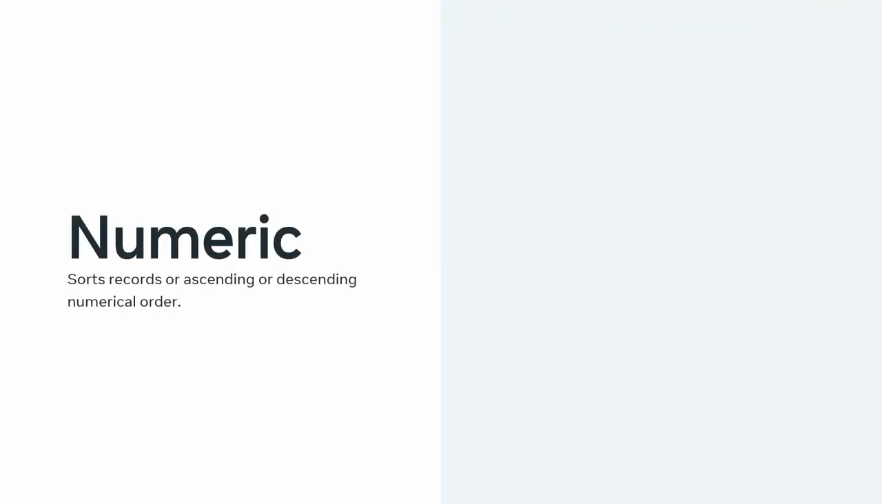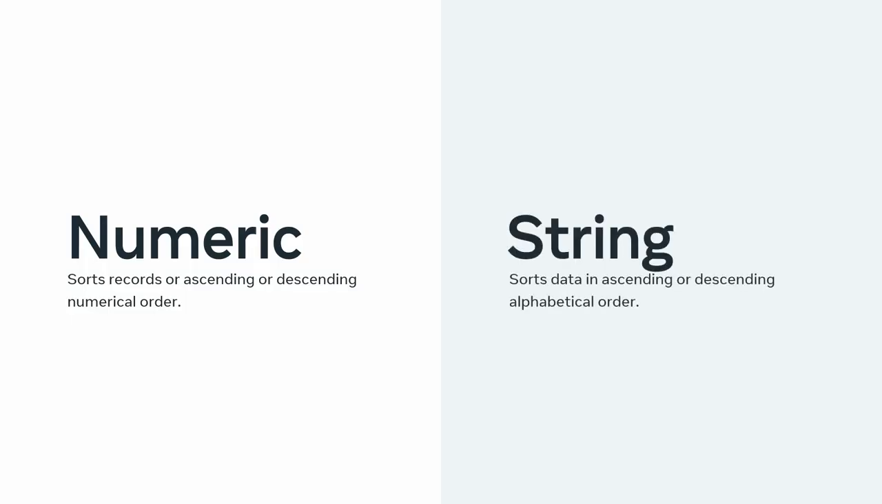Finally, it's also important to note that the type of data in your table affects how it is sorted. If the column has a numeric data type, the records will be sorted in ascending or descending numerical order. And if a column has a text-based or string data type, then it will be sorted in ascending or descending alphabetical order. Next, let's explore some examples of the order by clause in a SQL statement.